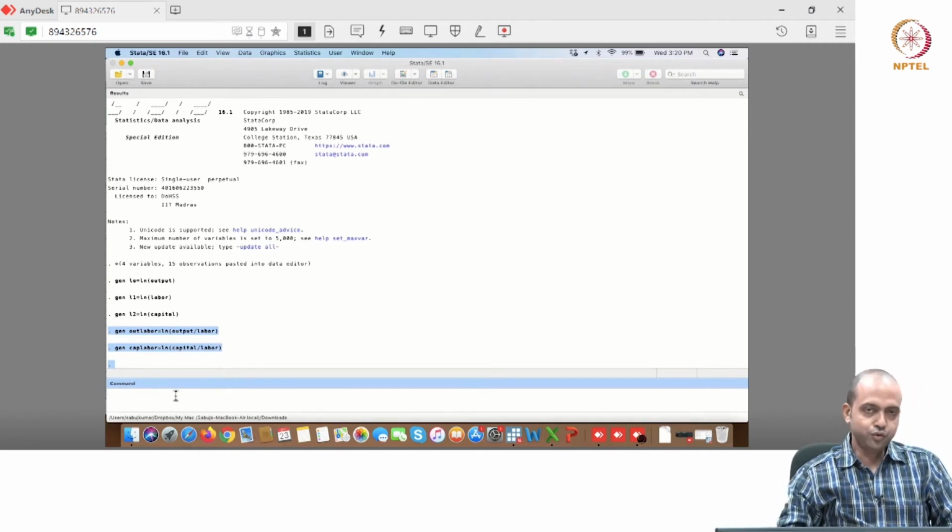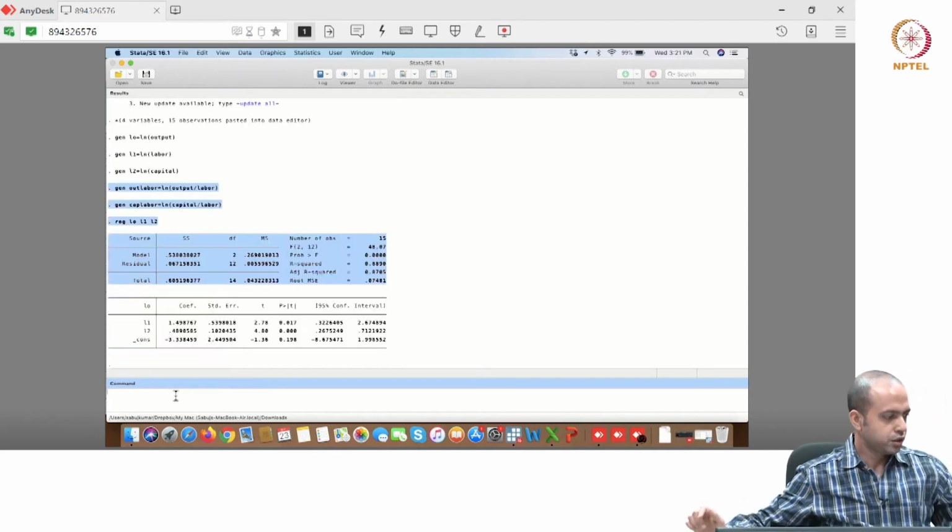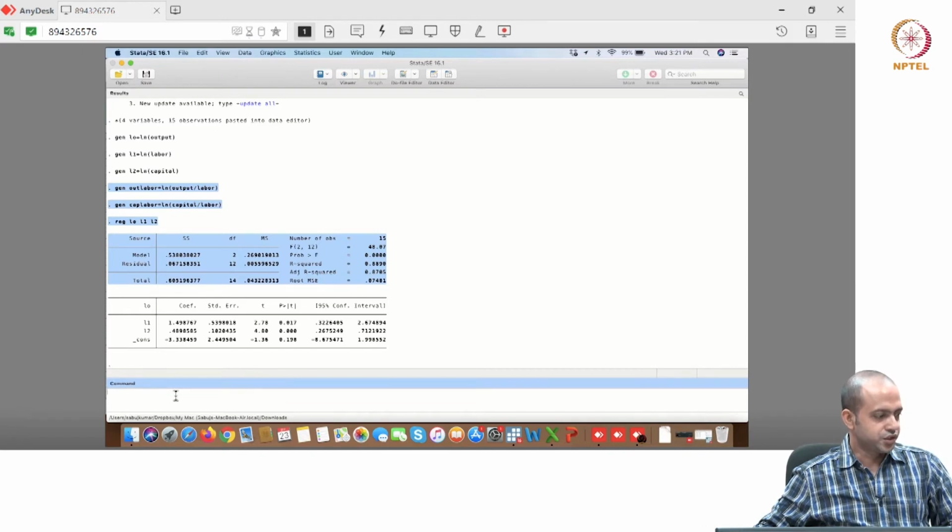Now you can run the unrestricted as well as the restricted version of the model. What is the unrestricted version? It is simply reg, with the dependent variable L0, sorry, this is not zero, this is O, LO, and the independent variables L1 and L2. So this is the model you have estimated. From the unrestricted version, what you have to look at is the RSS. If you look at the residual, the RSS is 0.0671.